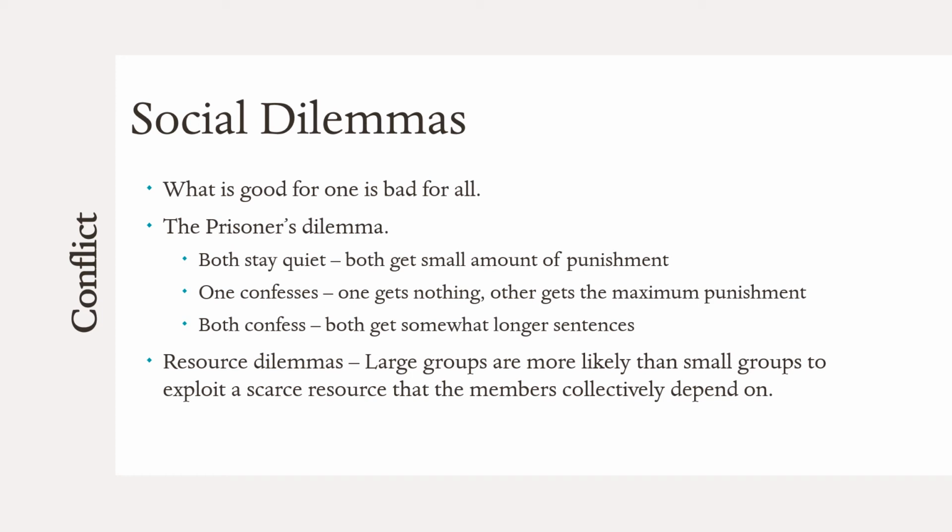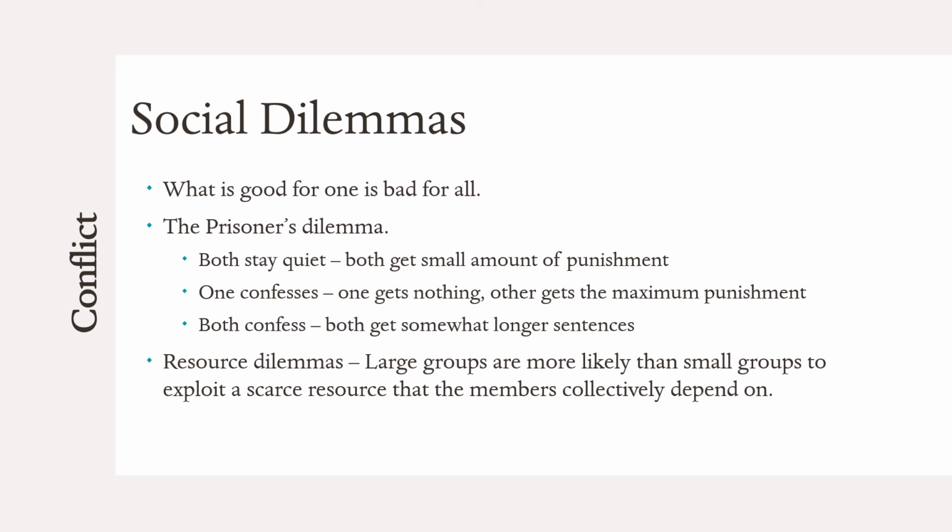The prisoner's dilemma is basically the reason you never talk to police without a lawyer. The prisoners have been picked up on charges, and the police do not have enough evidence to charge them both with a major crime. They only have enough evidence to charge them with a minor crime. So they are trying to turn one against the other. If both of the prisoners stay quiet, both will get a small amount of punishment. If one confesses, one prisoner gets no punishment and the other gets the maximum amount of punishment. If both prisoners confess to the more serious crime, both get somewhat longer sentences.